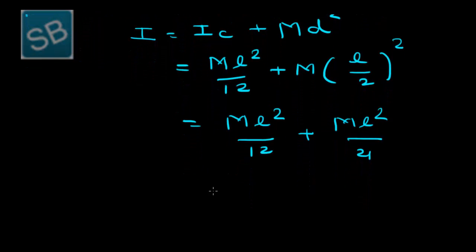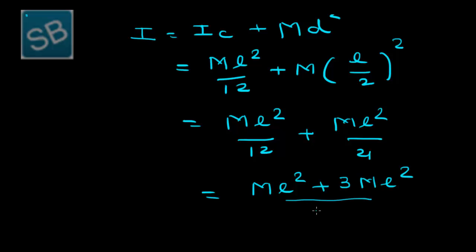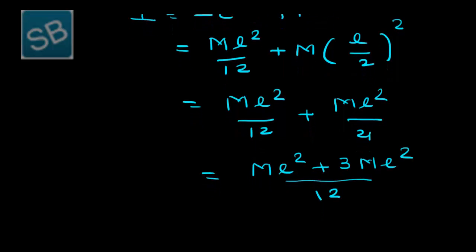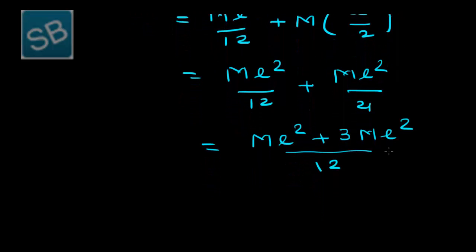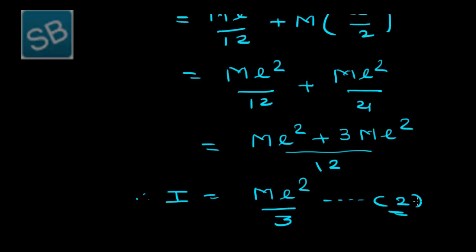And so if we take the LCM, then here ML square is as it is, here 3ML square divided by 12, that is equals to 4ML square by 12. So the final answer will be ML square by 3. So this is our moment of inertia.